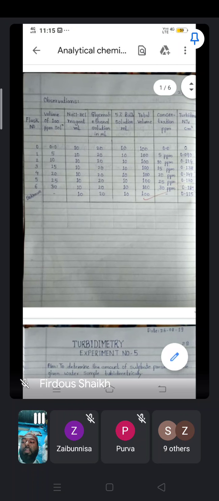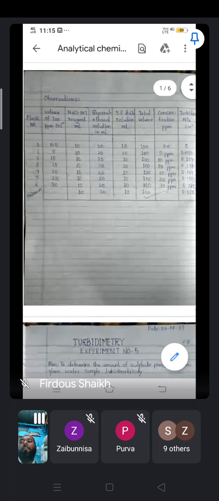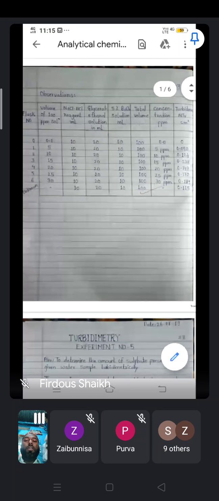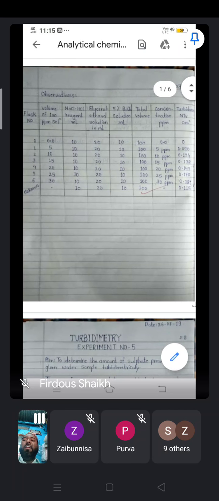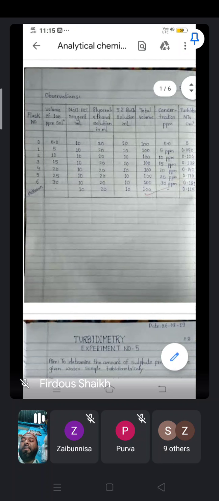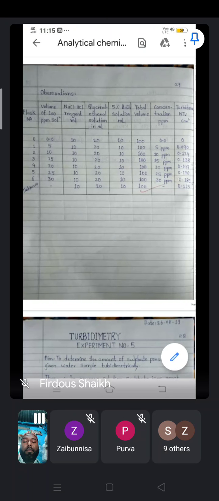One will be your sample solution and the 7th one will be the blank solution. The blank we will use to adjust the instrument to 0 absorbance and 100% transmittance. For the 0, the blank is used, and for the 100% transmittance we are going to use the 30 ppm solution. That you have to remember. Okay, very simple experiment it is.